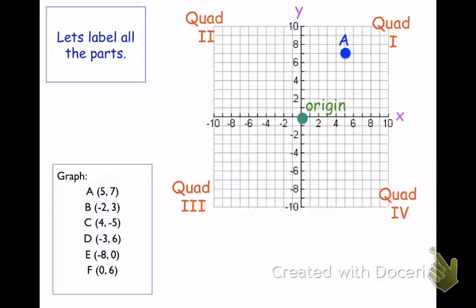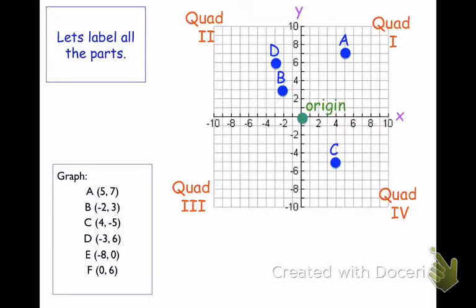That's our A point. B point would be (-2, 3), which means 2 to the left, 3 up. C is (4, -5), which is 4 to the right, 5 down. D is (-3, 6), which means 3 to the left, 6 up. E and F, we have to be very careful with, because these have a 0 in them, which means they're going to be on top of one of the axes. Just make sure we're careful with that.